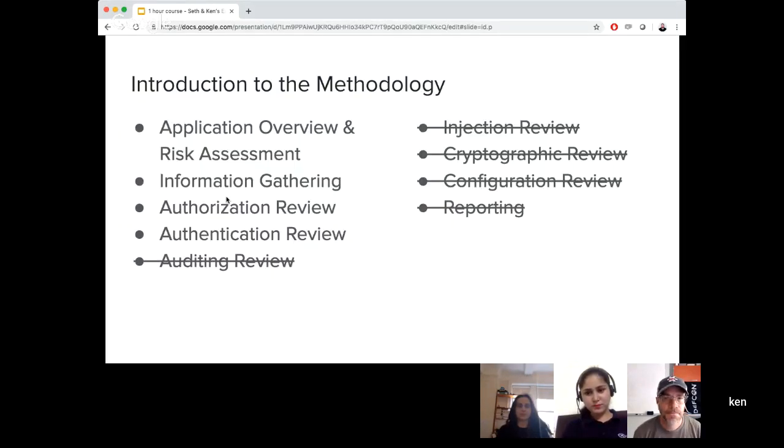All right, so we're talking about application overview and risk assessment, information gathering. Like I said, I don't think we'll have time for the authorization and authentication review, but we'll see how far we get.